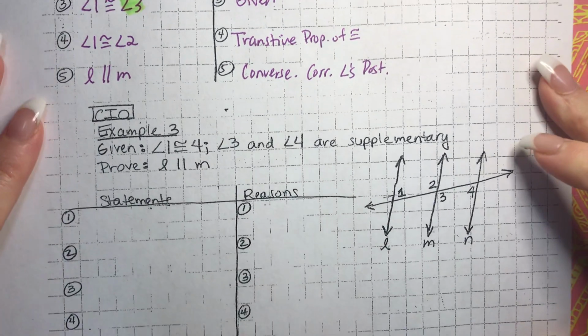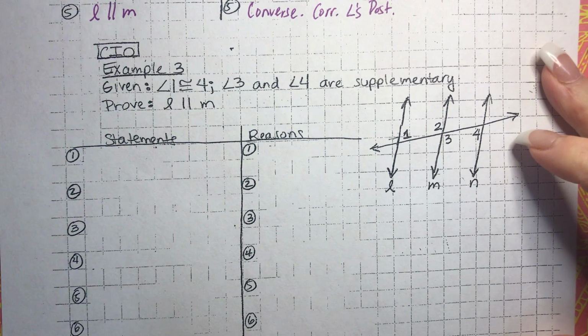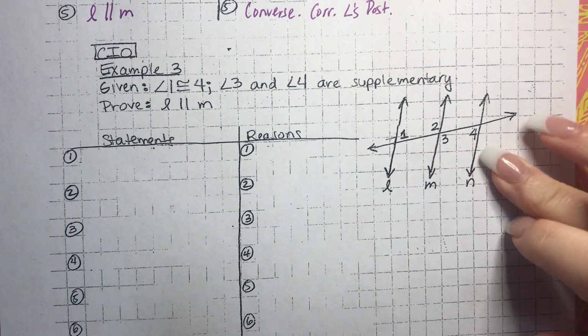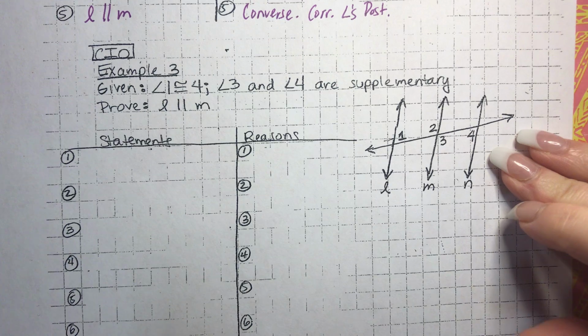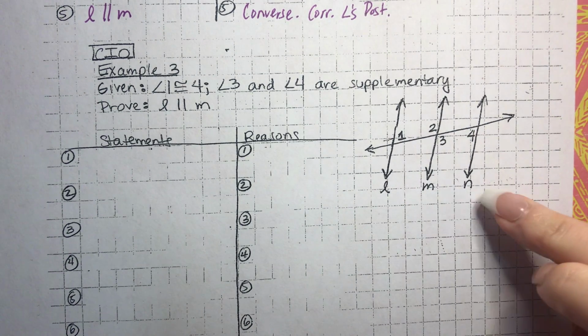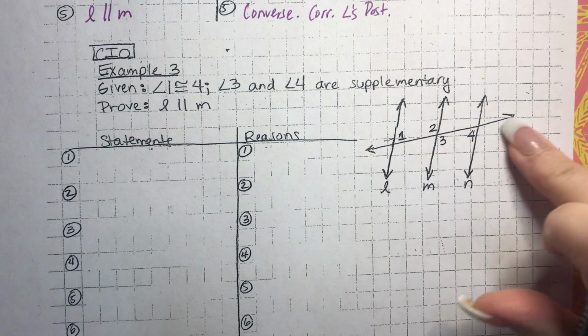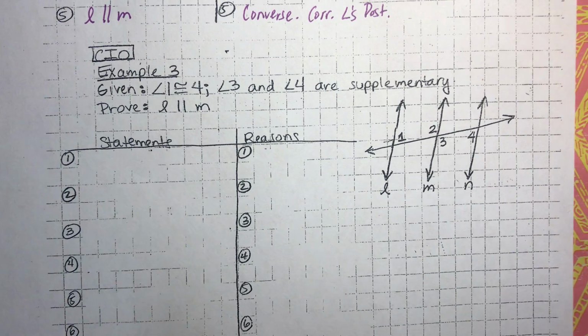Let's go ahead and look at, check it out, example 3, okay? So we have another, a lot more confusing picture here. We have angle 1, angle 2, angle 3, angle 4, L, M, and N. Okay, all these lines, and we have this wonderful transversal. So let's see what they give us here.